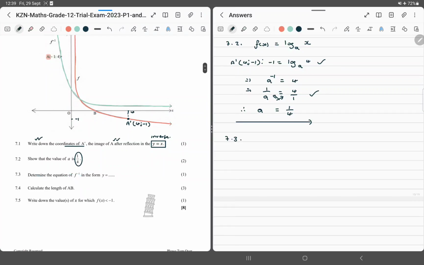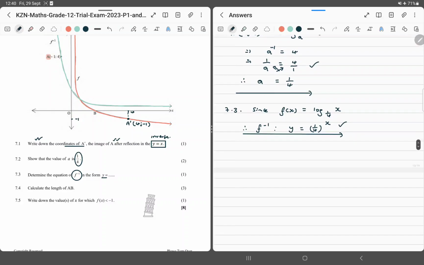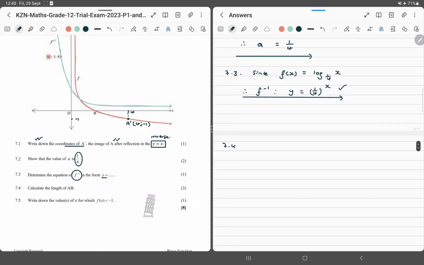7.3, it says determine the equation of the inverse of f in that format. So essentially, when they say determine here, the story becomes important. We can say since f of x is going to be the log to the base a quarter of x, we know it means the inverse. Therefore, the inverse of f will be such that y is equal to a quarter to the exponent x. Yes, it becomes an exponential function. So I'm doing this by inspection because I'm only getting 1 mark for the answer. But I'm trying to show where this is coming from. So that story is important.